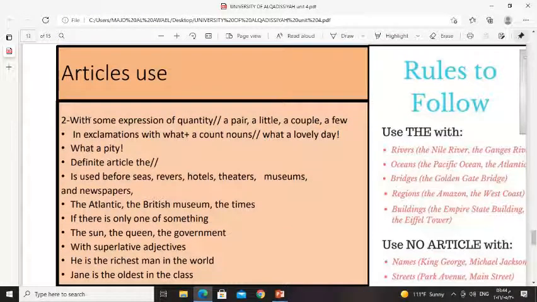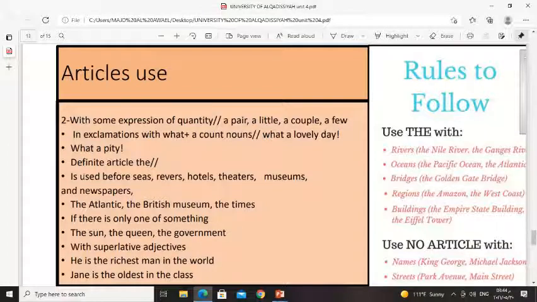Indefinite article use with some expressions of quantity: a bottle of shoes, a little of sugar, a couple, a few. Also in exclamations with what and uncountable nouns: what a lovely day. What a lovely day. What a pity.